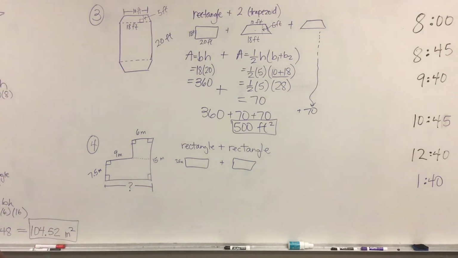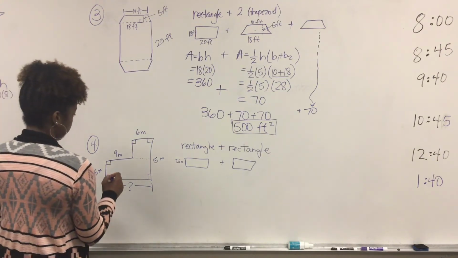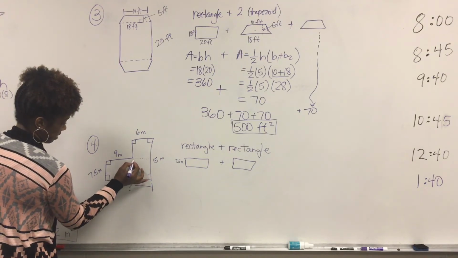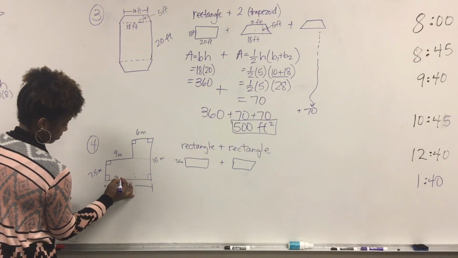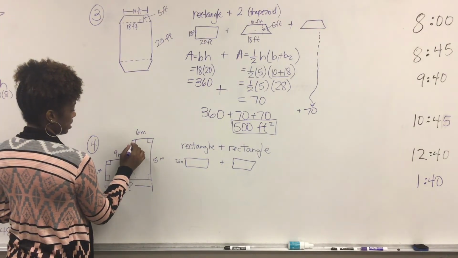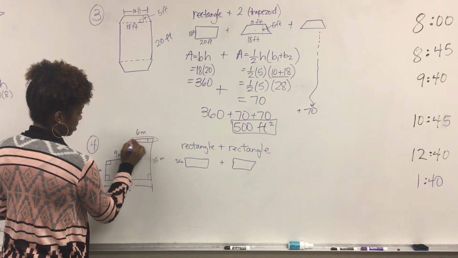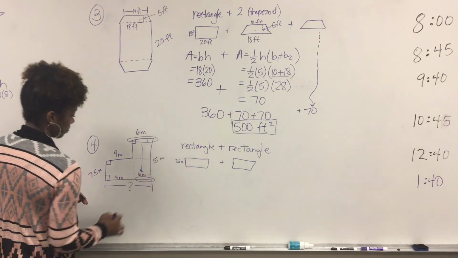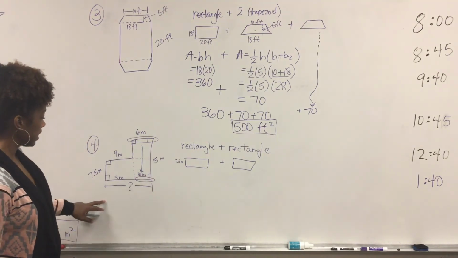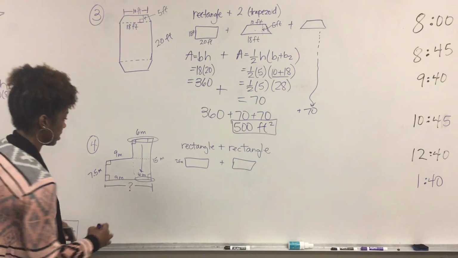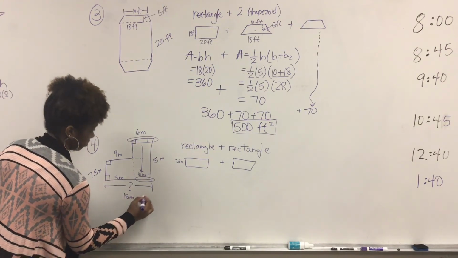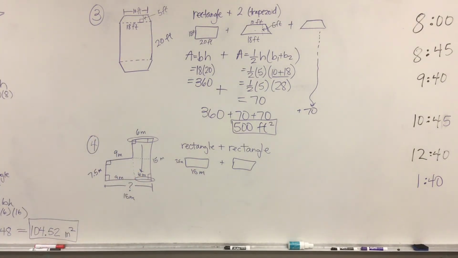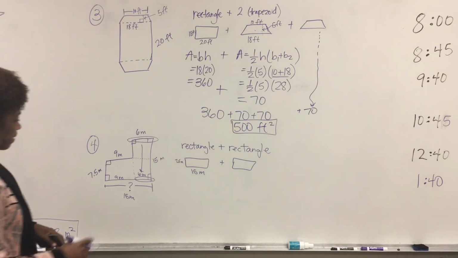Now, in order to figure it out, it's pretty simple, okay? If this is 9 meters here, then I know this part down here is 9 meters. If this is 6 meters here, then I know this part here is also 6 meters. So in order to get this full length, I have to add 9 meters plus 6 meters, and that will give me 15 meters. Okay? 15 meters.